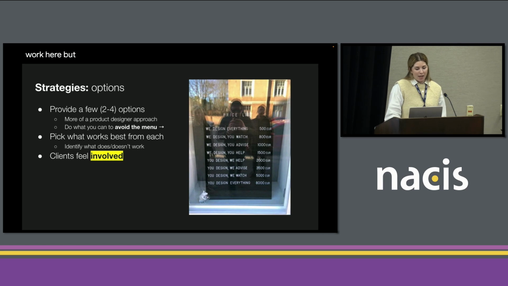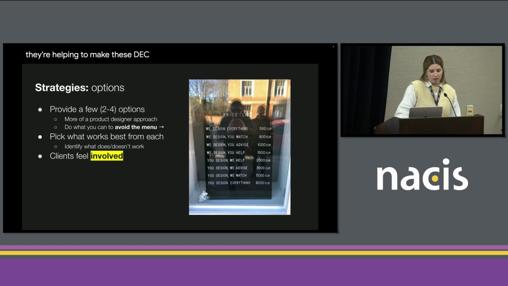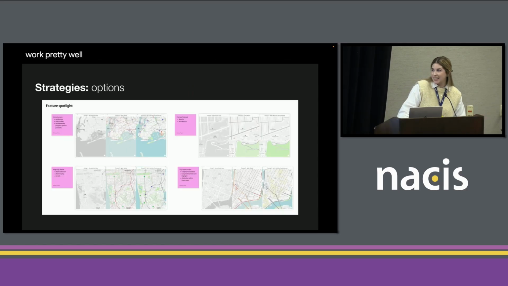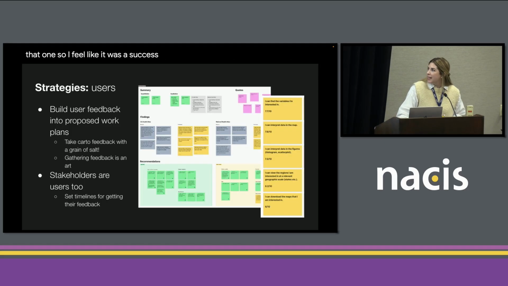But giving a limited number of options can help clients feel like they're helping to make these decisions along the way. And again, that tends to work pretty well. I did that on this project, which I won't talk about too much, but three different base maps, and we kind of picked different features from each one to end up with a nice product at the end. That's the before and after of that one, so I feel like it was a success.